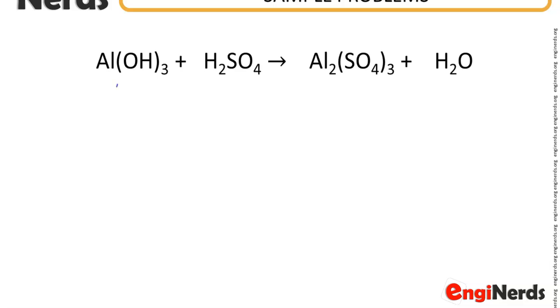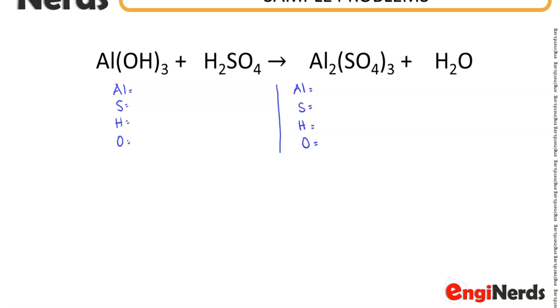So we have aluminum here, we have sulfur, we have hydrogen, and we have oxygen. Okay, and then sa ating product meron din tayong aluminum, sulfur, hydrogen, and oxygen. And now, bibilangin natin kung ilang mga element meron tayo sa reactant and sa ating product.